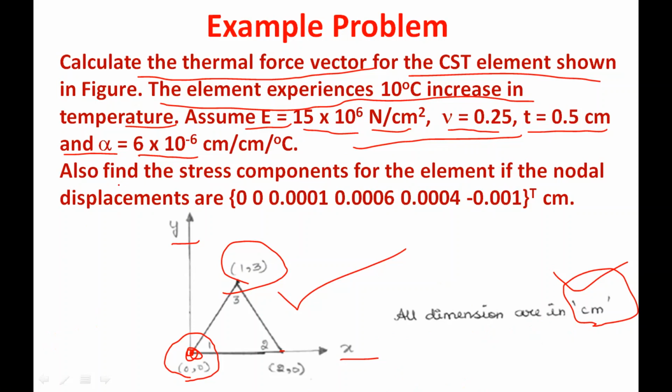Second part of the problem: also find the stress components for the element if the nodal displacements are given as 0, 0, 0.001, 0, 0.0006, 0.004, minus 0.001 transpose, that is a column matrix in centimeter.